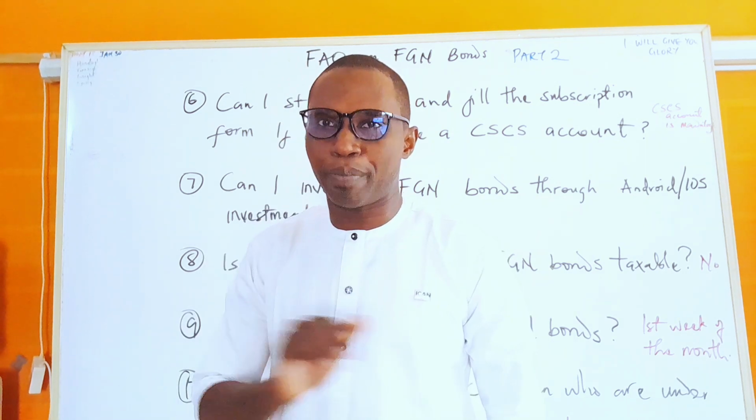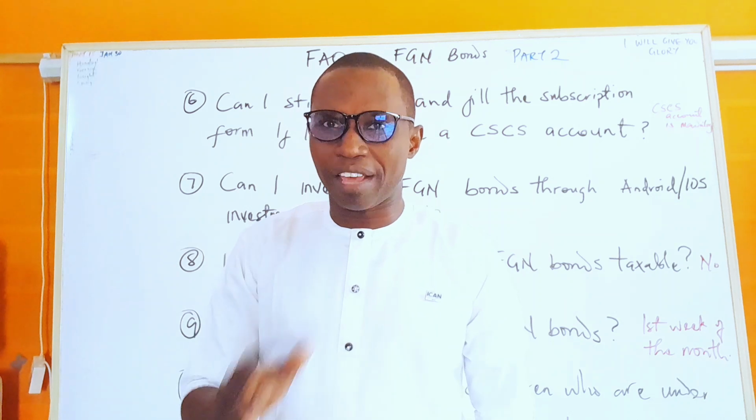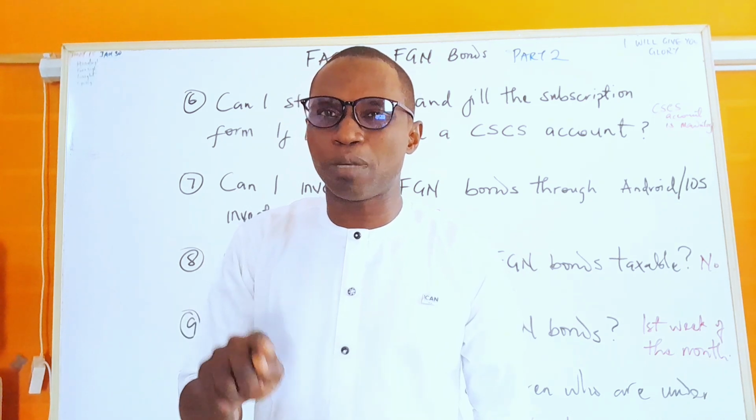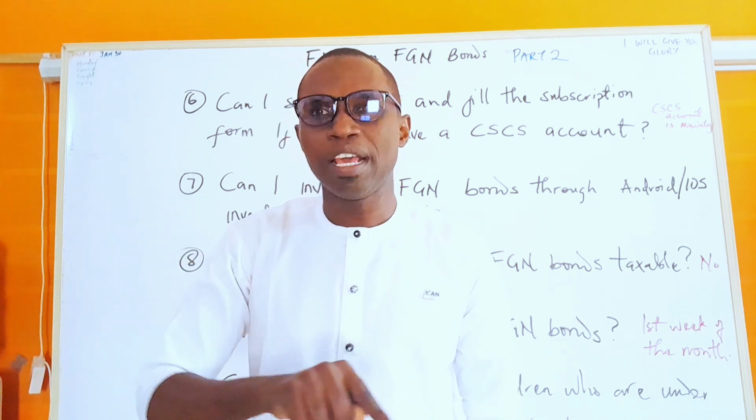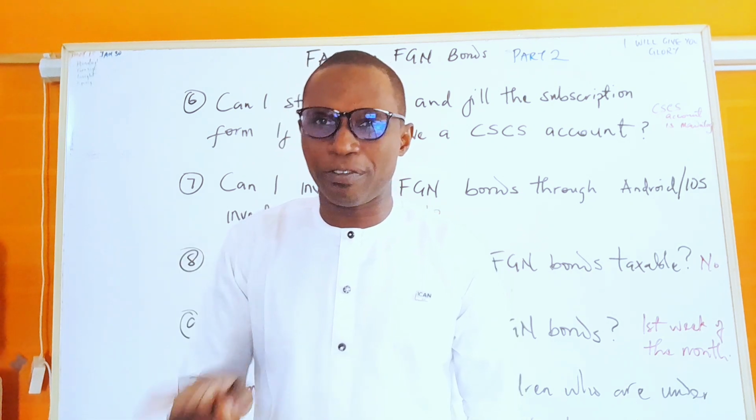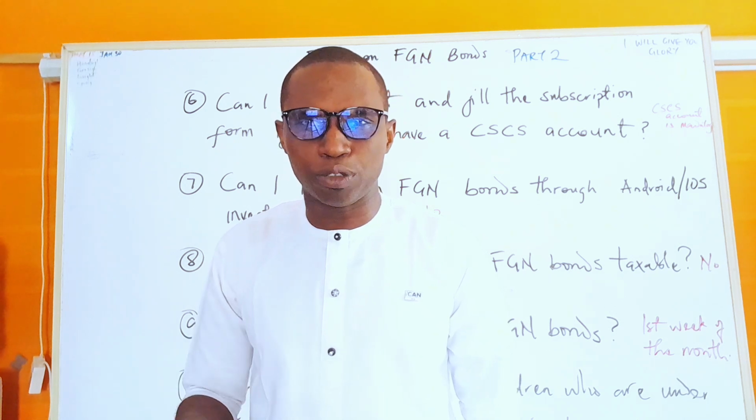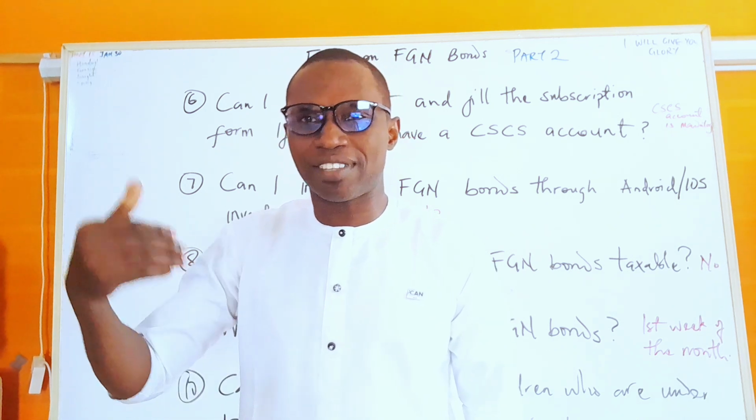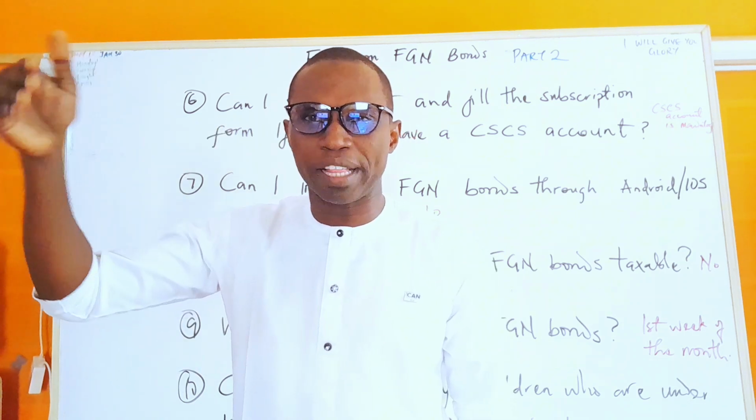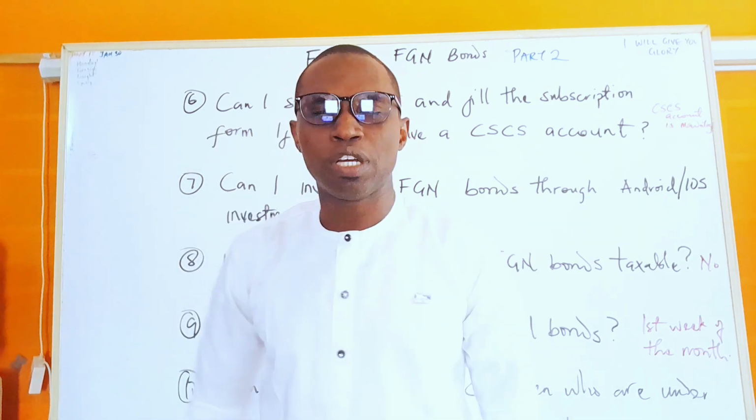And just like we said in part 1, the minimum you can invest is 5,000 naira. And I need to say this, in multiples of 1,000. What does that mean? It means you cannot invest 5,500 or 5,700. After 5,000, we have 6,000. After 6,000, 7,000. It is in multiples of 1,000. I just need to chip that in.